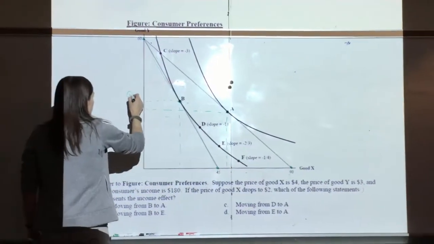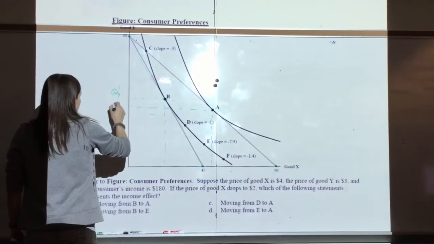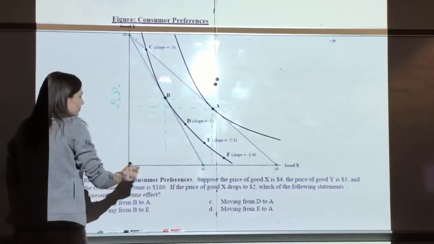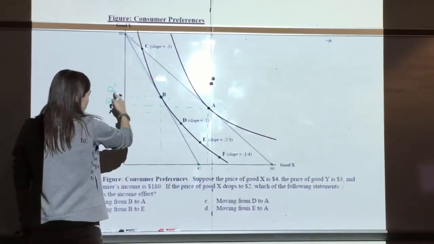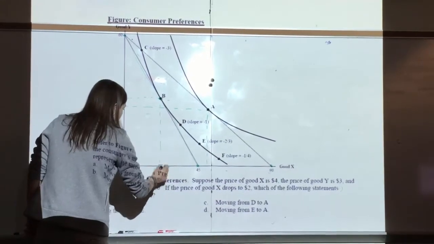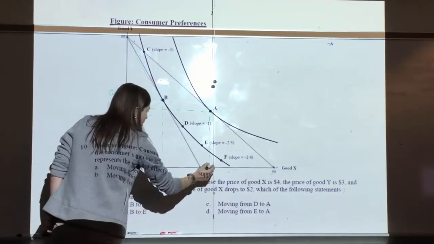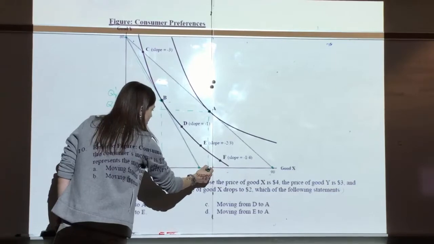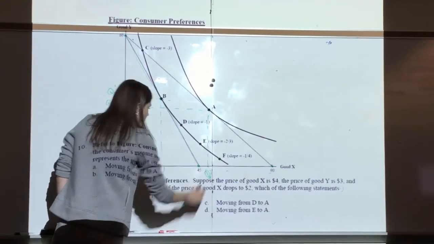So this is quantity Y1, this is quantity Y2. This is the original quantity, this is after the change in price, and this is quantity X1, and where is it? Here somewhere. Quantity X2.